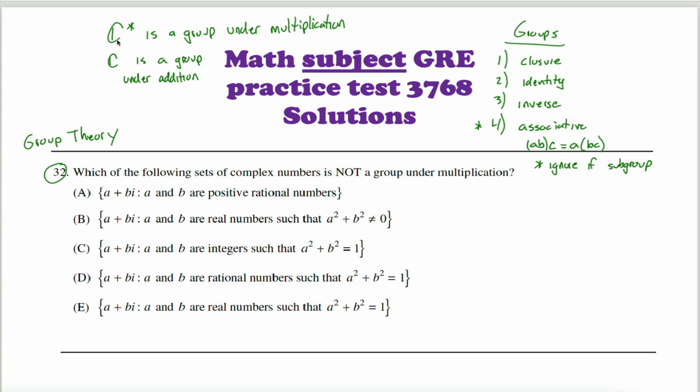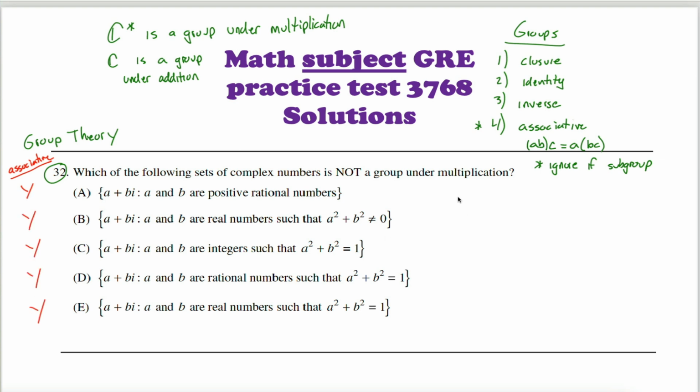The fact that the non-zero complex numbers is a group under multiplication, and that each of these sets is a subset of C star, tells us that if any of these are a group, they would be a subgroup of this group, and therefore would get associativity for free. So when we're trying to figure out which one of these sets is not a group, we shouldn't even bother considering associativity. We know all of these are going to satisfy that.